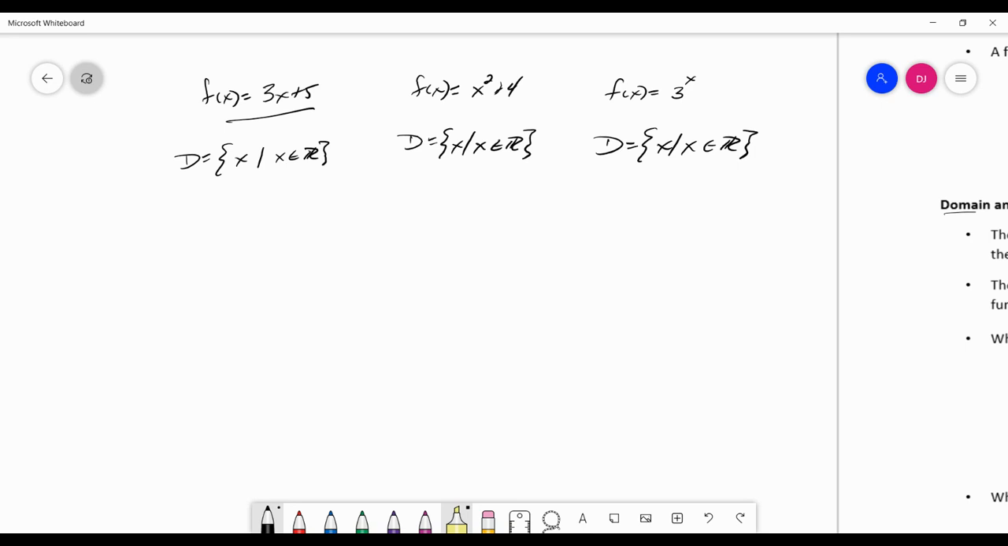I tend to explain domain and range in the context of food allergies. Okay, and I often tell a story. Suppose that I'm going to have a bunch of students over, and I'm going to serve some food. I'm going to do some grilling. We're going to do some preparing, and we're going to have some food.